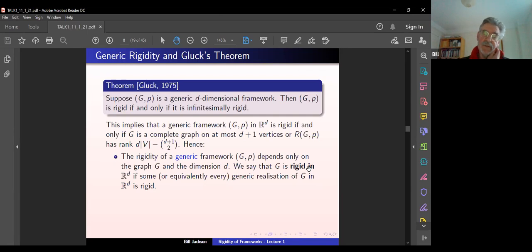So this is the point that I made earlier: for generic frameworks, the rigidity just depends on the graph, because for any generic realization, the entries in the rigidity matrix will be algebraically independent, so the rank of the rigidity matrix will be the same for all generic realizations.